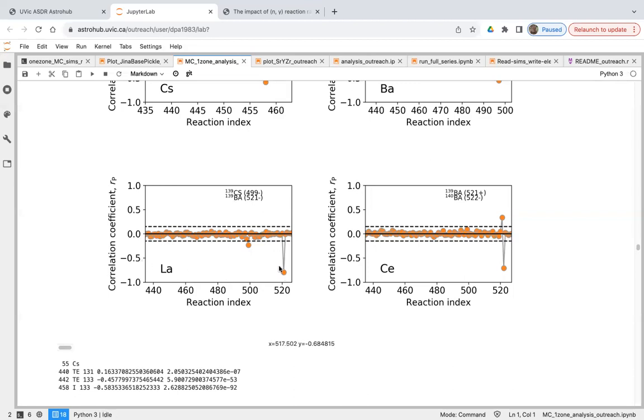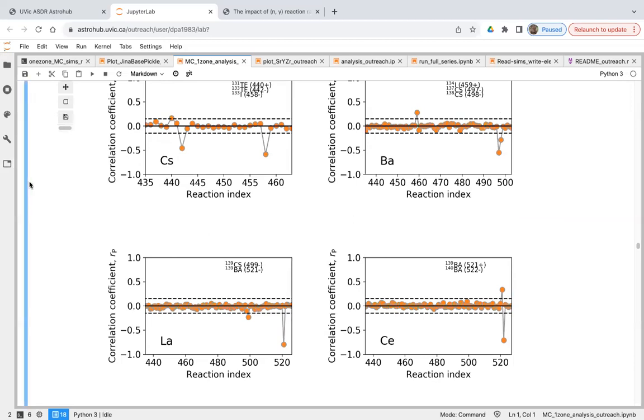The correlation is negative, which means if we increase this rate, barium-139 and gamma... the rate is still uncertain, because there were no experimental data before. Now there are some experimental data. A negative correlation coefficient means that if we increase this neutron capture rate, barium-139 and gamma, then the lanthanum abundance will be reduced. That's what negative means. And similar is true for other elements.